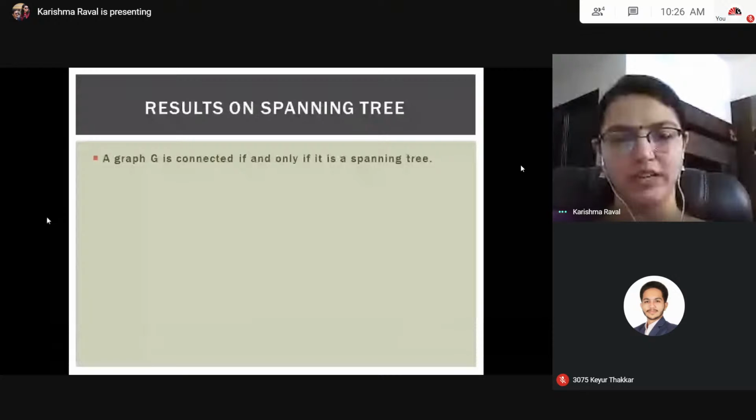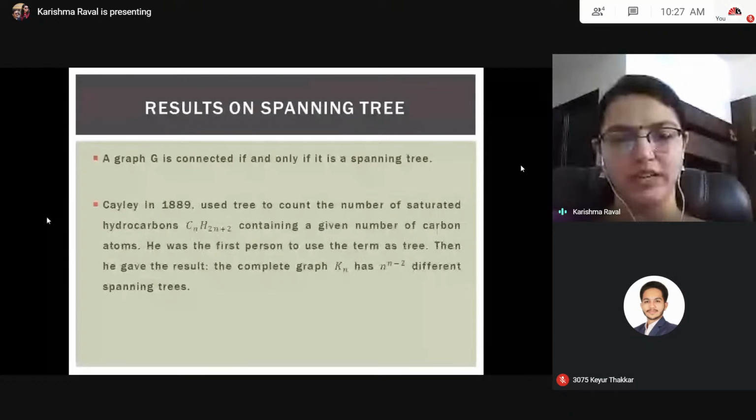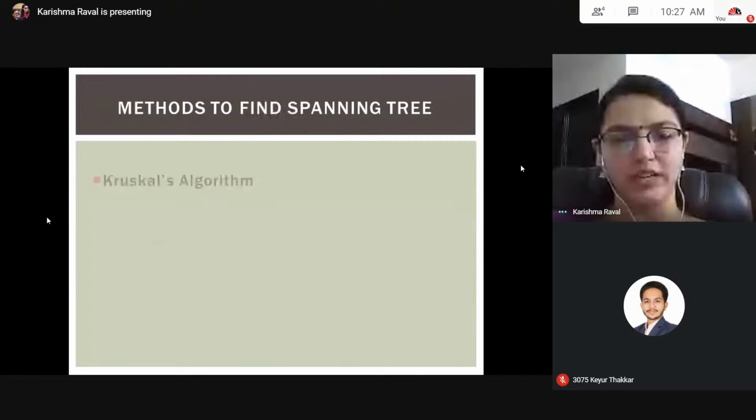Results on spanning trees. A graph G is connected if and only if it has a spanning tree. Cayley in 1889 used a tree to count the number of saturated hydrocarbons containing a given number of carbon atoms. He was the first person to use this term, tree. Then he gave the result that the complete graph Kn has n raised to n minus 2 different spanning trees. Just giving one example, take the graph K3, which we just saw in the previous example. It has 3 raised to 3 minus 2, equal to 3, different spanning trees. We just saw there were 3 spanning trees.